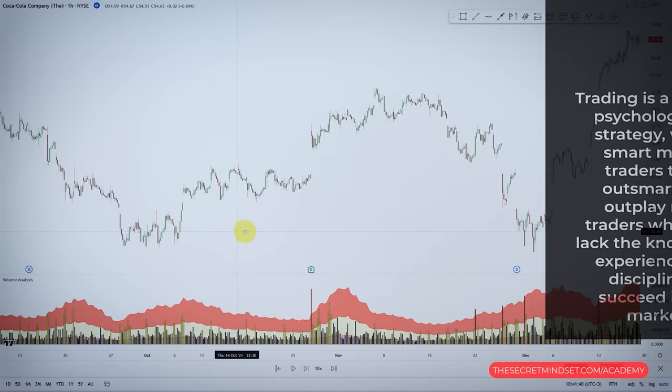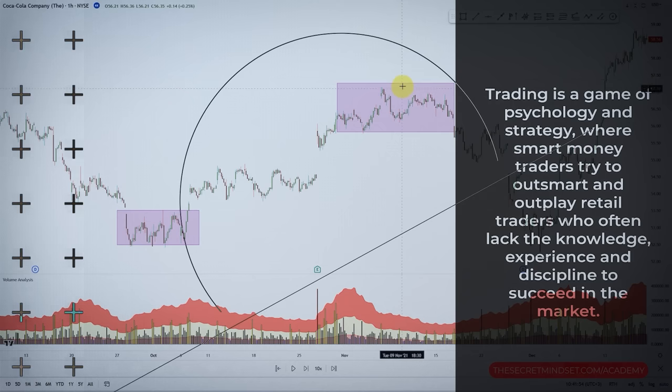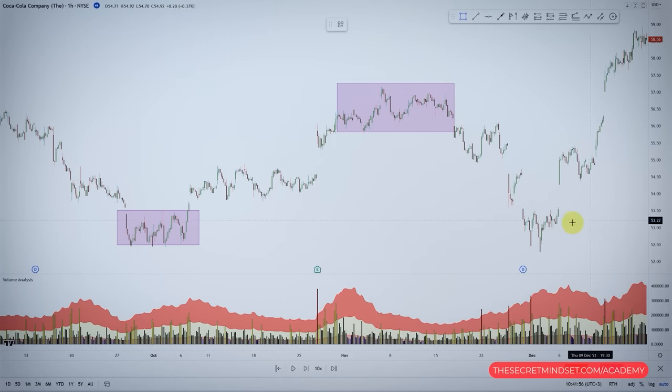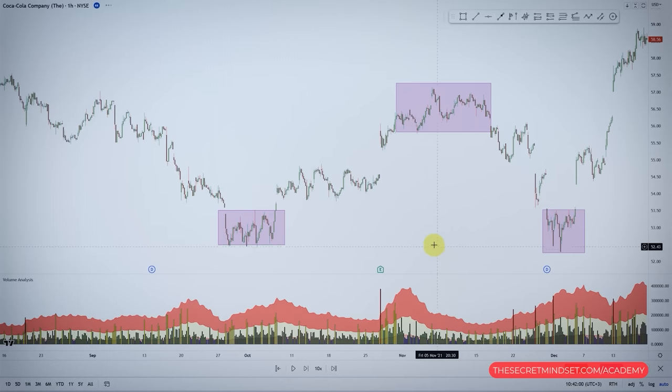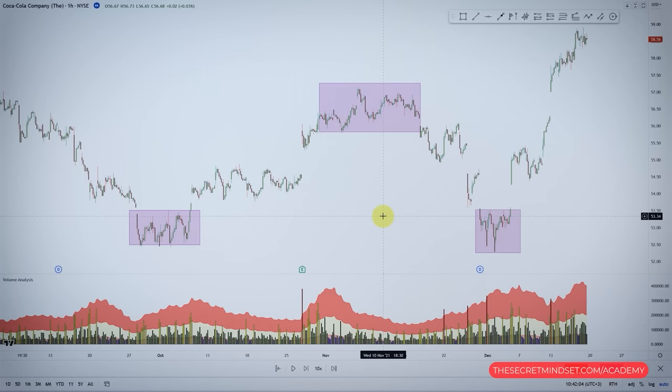I hope you realize that trading is a game of psychology and strategy, where smart money tries to outsmart and outplay retail traders who often lack the knowledge, experience, and discipline to succeed in the market. One of the ways that smart money gains an edge over retail traders is by using accumulation and distribution strategies to manipulate and trap them.